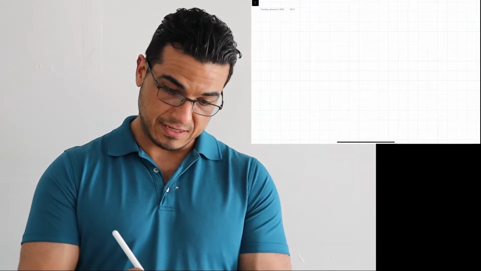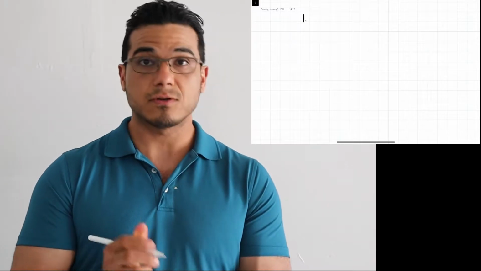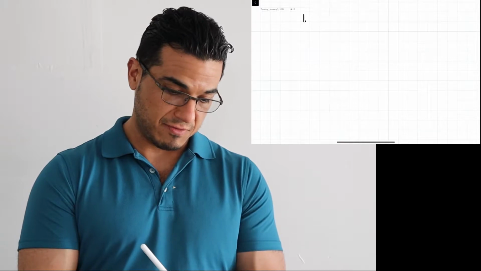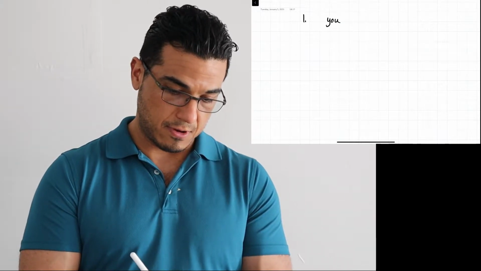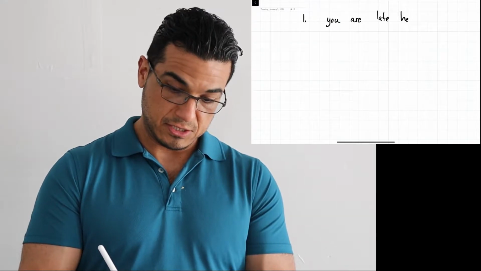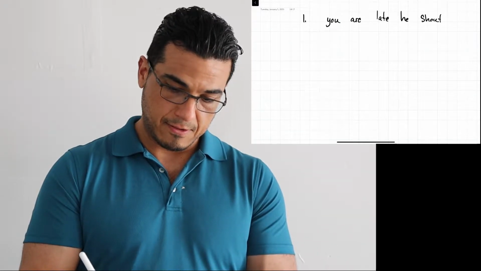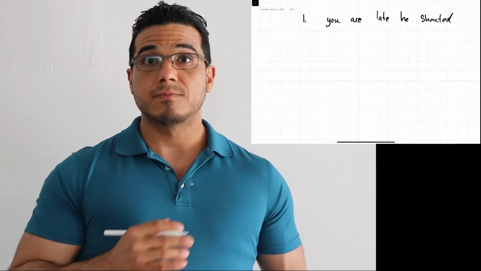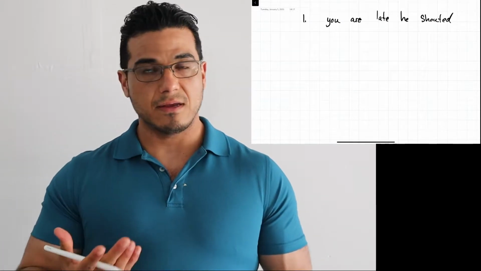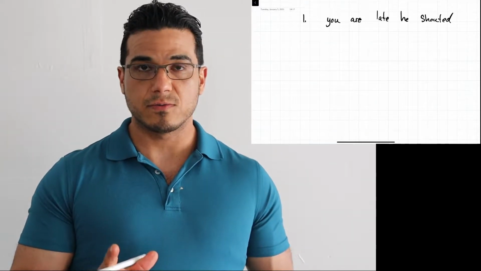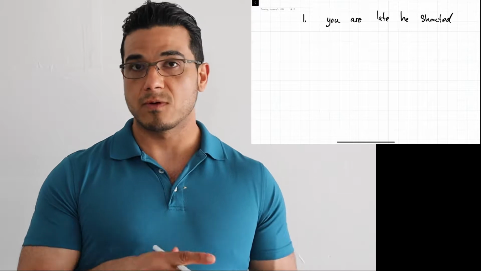For the first sentence that I'm going to ask you to correct, let's take a look at a fairly simple sentence where we have, you are late, he shouted. I apologize in advance for my handwriting. Please pause the video and make any and all corrections to the sentence that you feel are necessary. Once you're ready, hit resume and we'll correct it together.